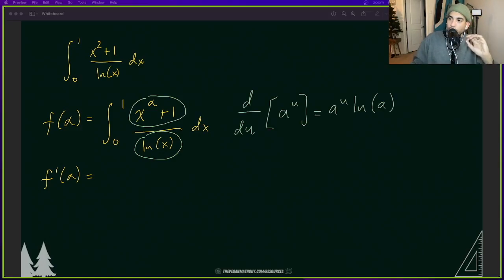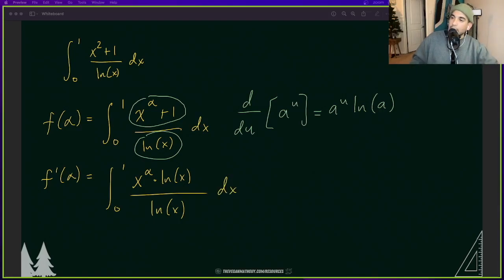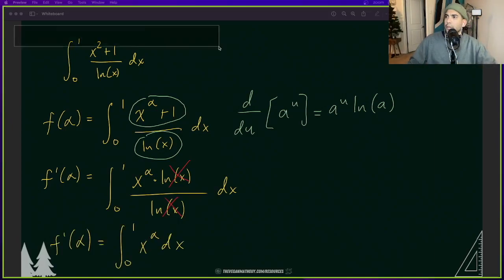Now, when we take the derivative of the top, we're focused on the x to the power of alpha. We're going to use that exponential rule for the derivative. So this is going to become... I took the derivative of x to the power of alpha. The derivative of 1 was 0, so that goes away. And now we have this integral, and you can see that the ln's cancel out. So now we're left with this integral.